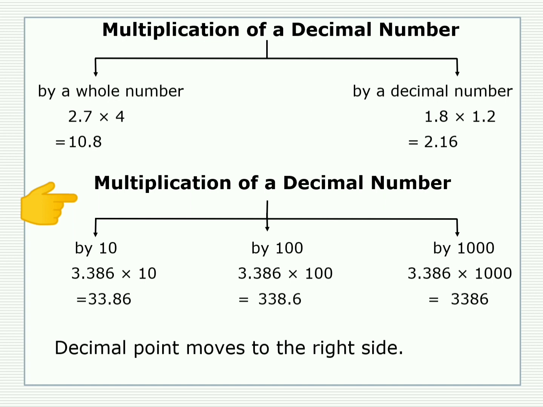3.386 multiplied by 10 gives us 33.86. 3.386 multiplied by 100 gives us 338.6, and 3.386 multiplied by 1000 gives us 3386. So children, you have understood this. Clear?